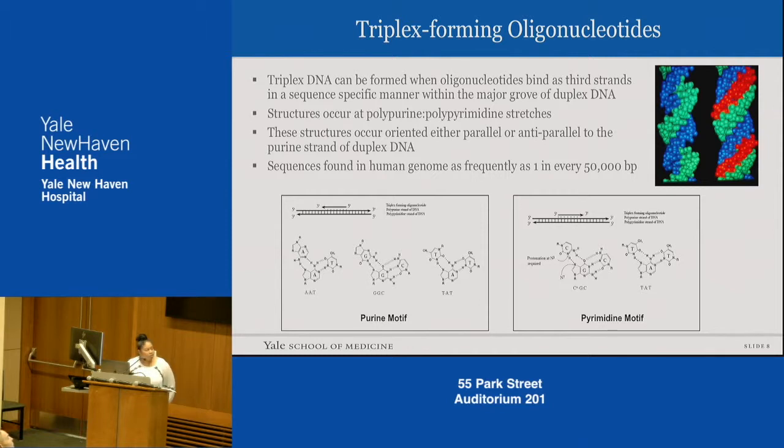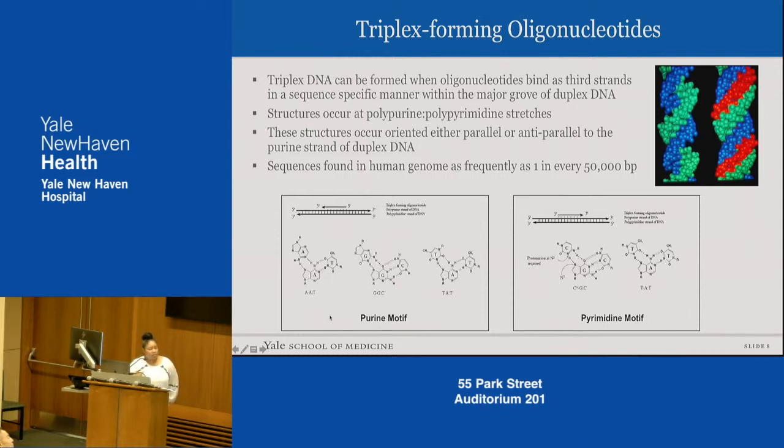So our approach was to use triplex-forming oligonucleotides. Triplex DNA can be formed when oligonucleotides bind in the major groove in a sequence-specific manner. These structures can occur at polypurine, polypyrimidine stretches, and they can bind either parallel or anti-parallel, in either the purine or pyrimidine motif.